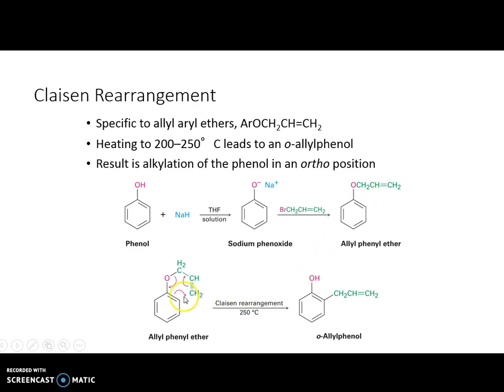When you heat them up, they do a pericyclic reaction in which the electrons move to attach to the end of the allyl group, and those electrons move to form a new location for the double bond, and then this forms a ketone. And then after this rearrangement occurs, the ketone does a tautomeric rearrangement to give you the aromaticity back. Let's look at this mechanism.